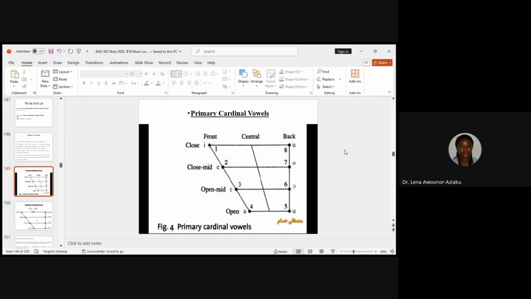When I was producing them, you realize that for the first 4, my lips were unrounded. So I would say they are spread, the lips are spread. A, neutral, neutral, neutral. But when it comes to the back, you see rounding. O, U, rounding. So for cardinal vowels, the primary ones, the front ones are unrounded. The back ones are rounded.